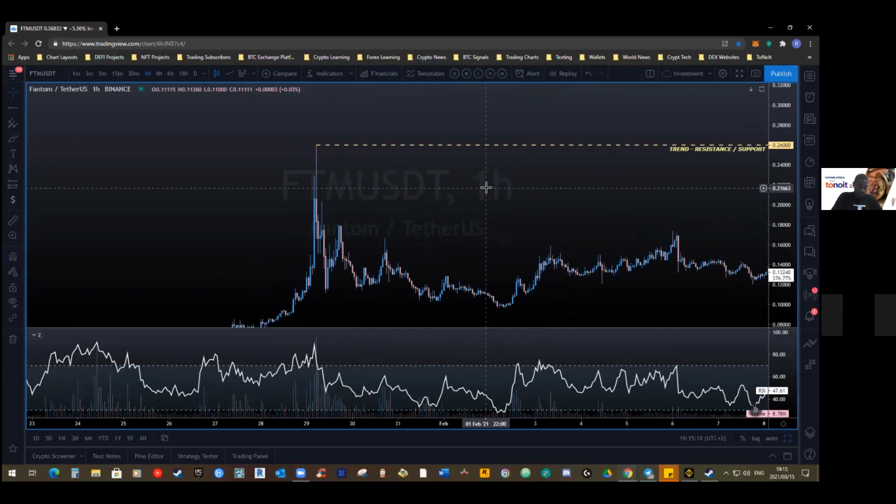And what does that mean? It means, literally, once price got to that point, there was nobody else willing to pay more for the coin. As simple as that. Which means, what's going to happen when the price gets back to that level?